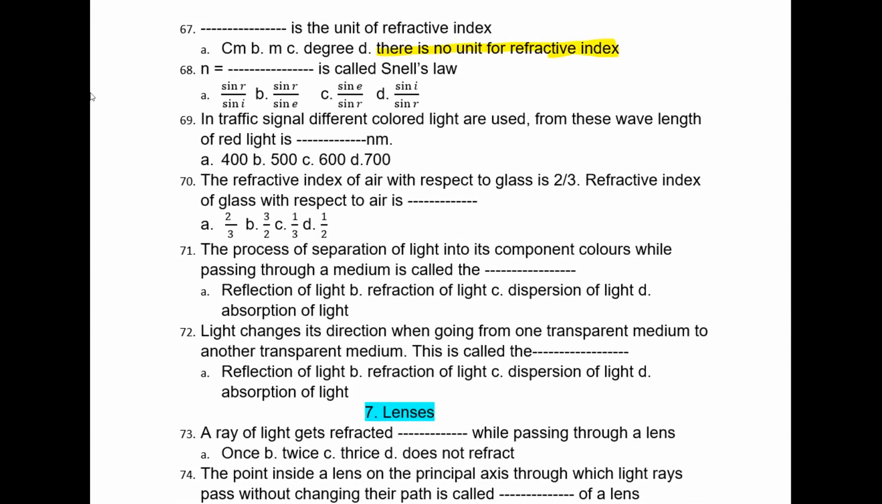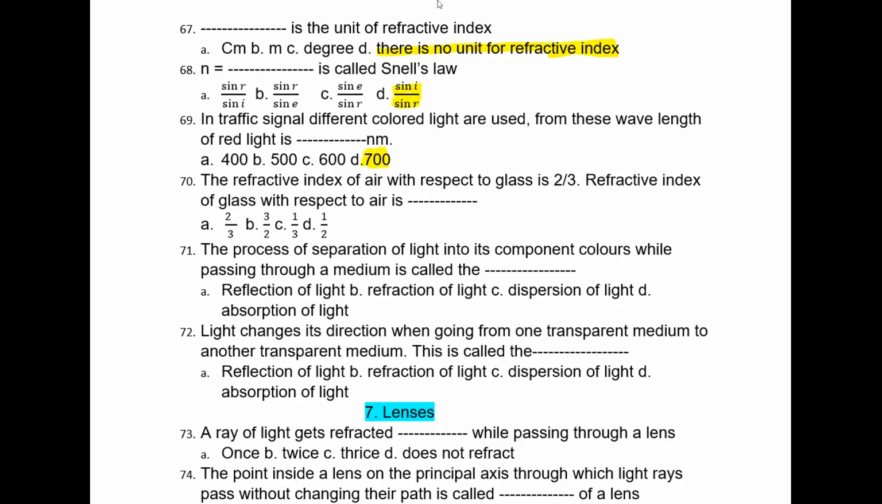Next question. N is equal to dash is called Snell's law: sin R upon sin A, sin R upon sin E, sin I by sin R. We know that Snell's law is sin I upon sin R is a constant. Next question is, in traffic signal, different colored lights are used. From this, wavelength of red light is dash nanometer: 400, 500, 600, 700. We know that the wavelength of red is 700 and violet is 400 nanometers. So the option D, 700 is the correct answer.